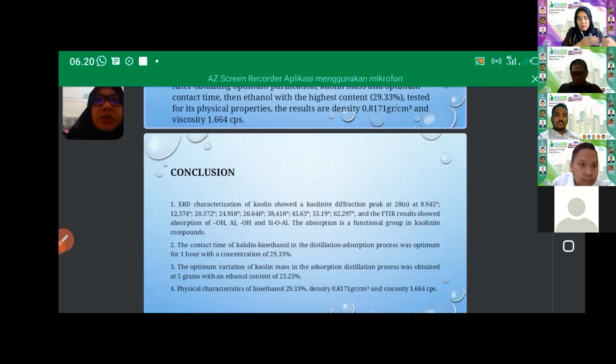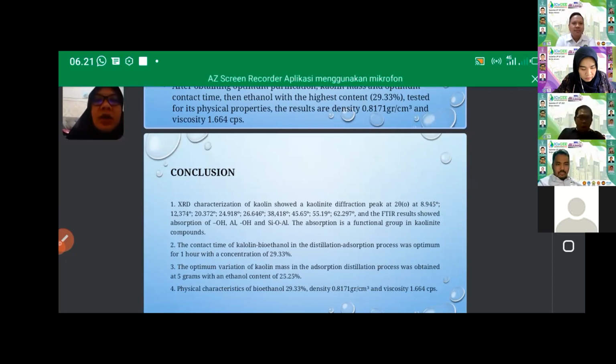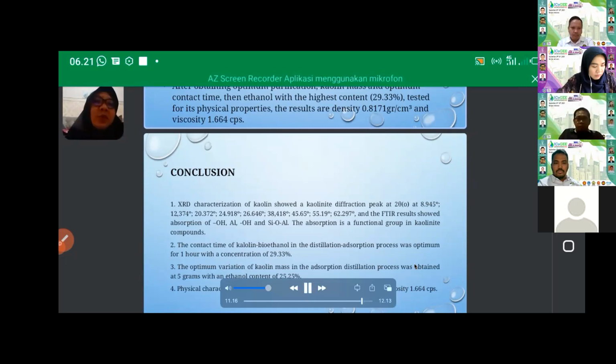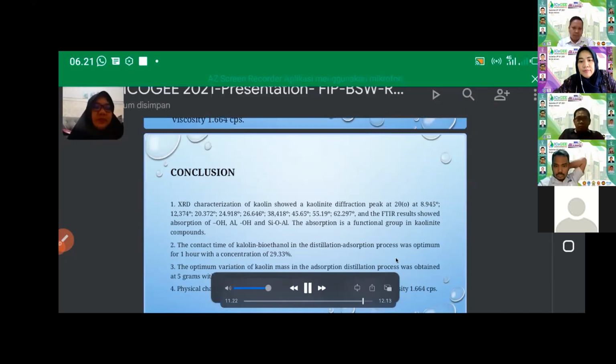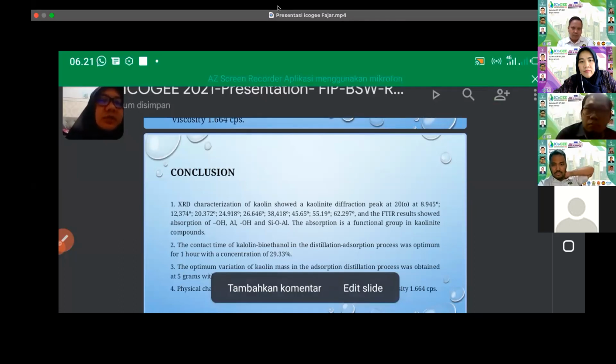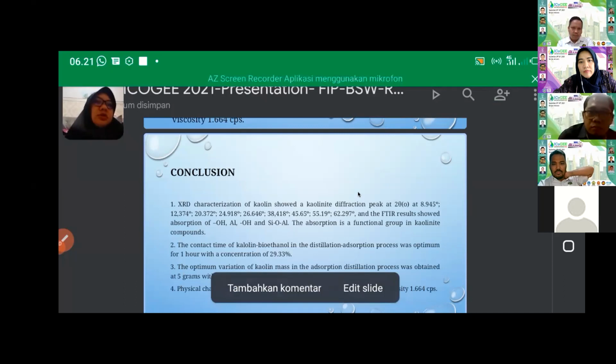Number 2, the contact time of kaolin in the bioethanol distillation process was optimum at 1 hour with a concentration of 29.13%, and the optimum variation of kaolinite mass in the absorption distillation process was obtained at 5 gram with ethanol content of 25.25%. Physical characteristics of bioethanol: the density and the viscosity of bioethanol were mentioned.